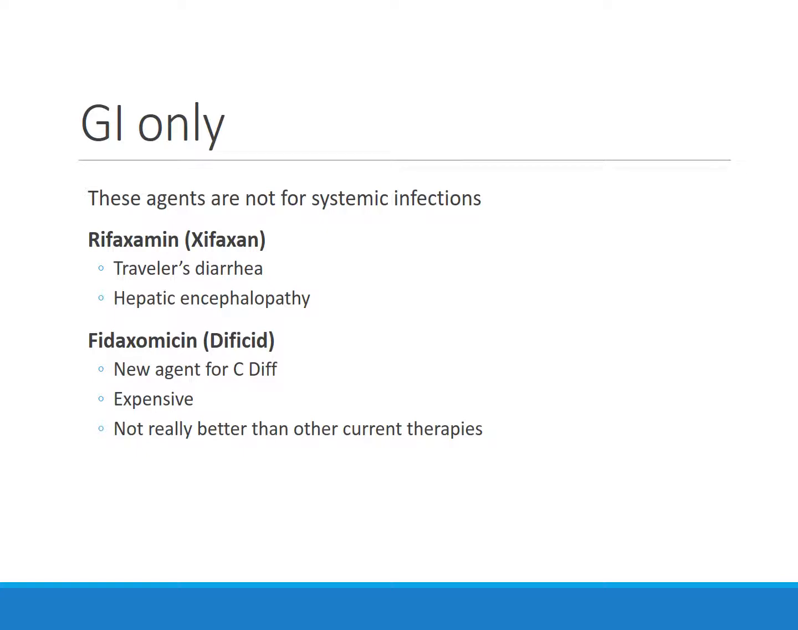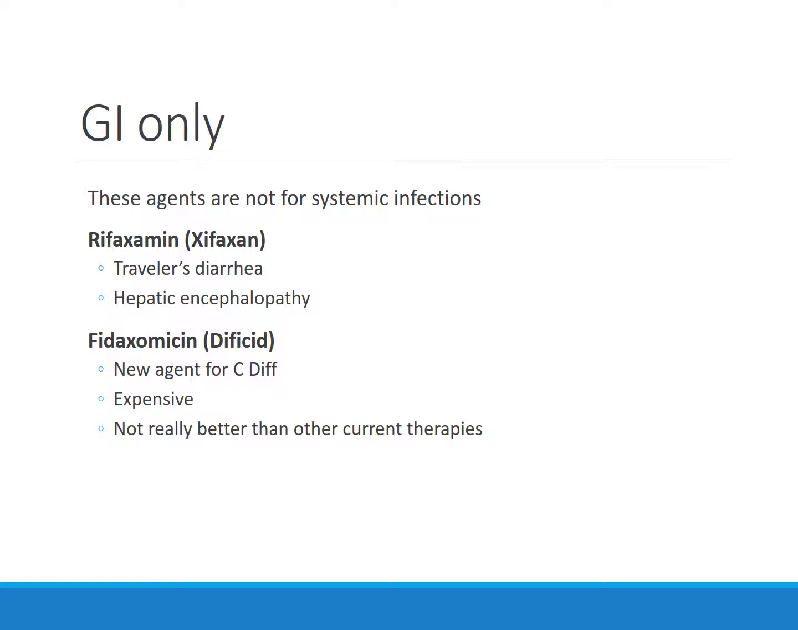A couple GI agents not used for systemic infections. There's rifaximin, which is for traveler's diarrhea or hepatic encephalopathy. Fidaxomicin, which is Difficid, which is another C. diff agent. So now we have 3 C. diff agents. We have Vanco PO, Flagyl, and Difficid.